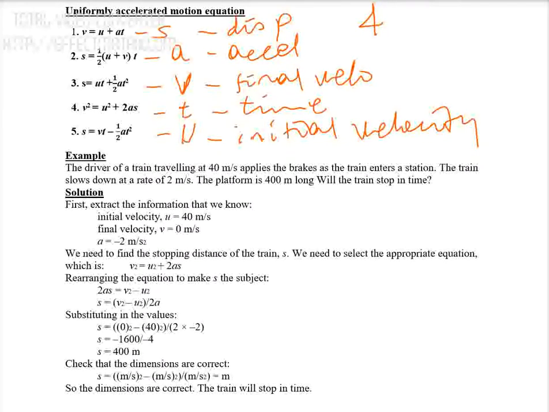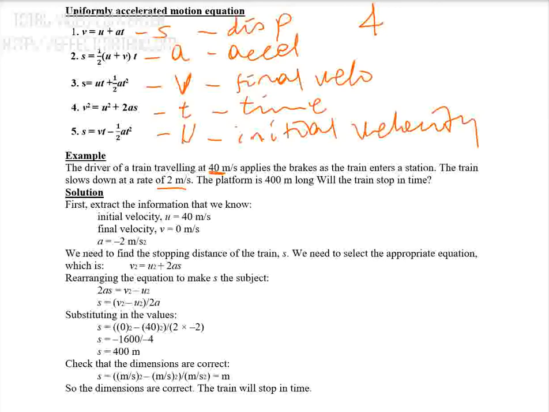For example, a driver of a train traveling at 40 meters per second applies the brake as the train enters a station. The train slows down at a rate of 2 meters per second squared. The platform is 400 meters long. Will the train stop in time? You are asked to calculate the time. Now, initially, the train is moving at what?